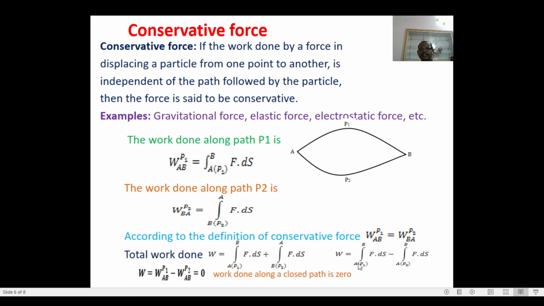Now I will change the limits of integration. W is equal to the integral from A to B along path P1 of F ds minus the integral from A to B along path P2 of F ds. This subscript P2 just indicates the path, which does not do anything with the limits of integration. Similarly, P1 is also just a notation for path, and does not do anything with the limits of integration. So therefore, total work done along path P1 minus total work done along path P2 is 0. Total work done along a closed path is 0 in a conservative force field.